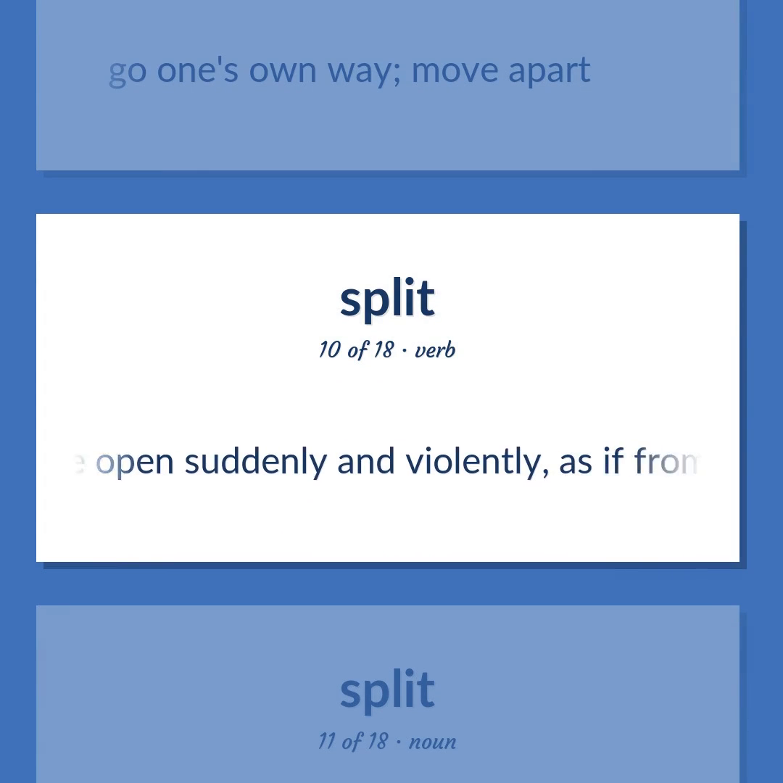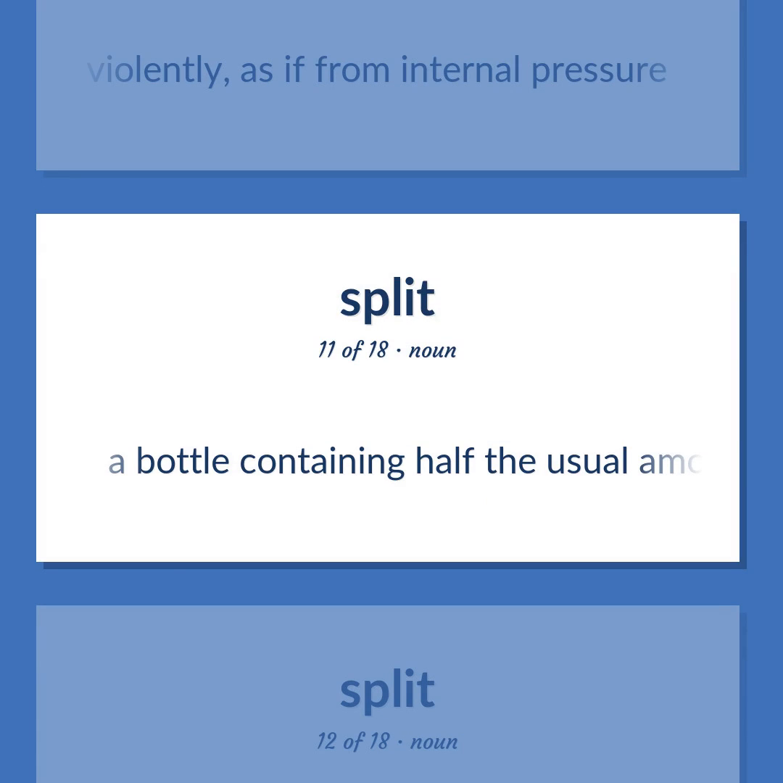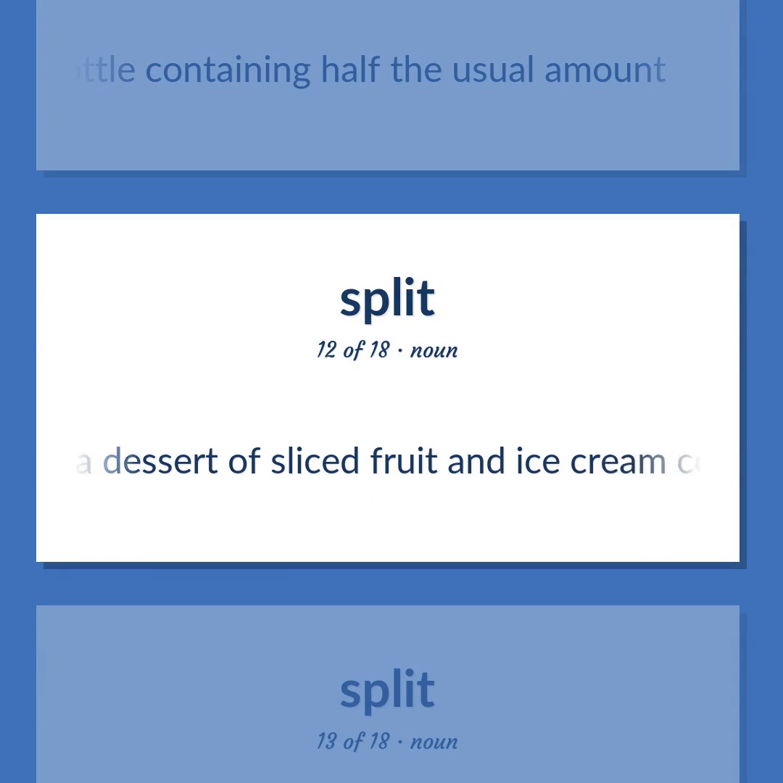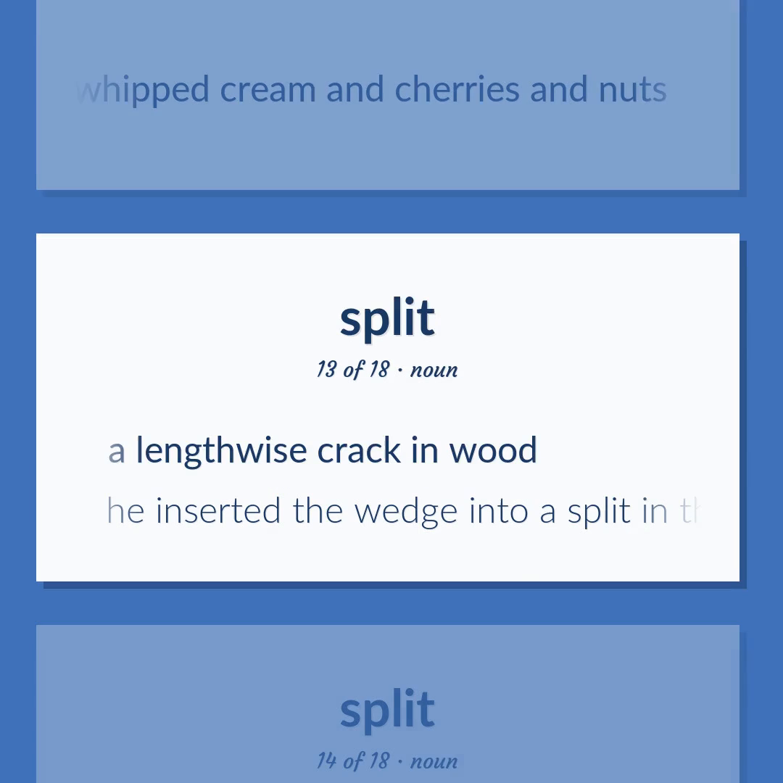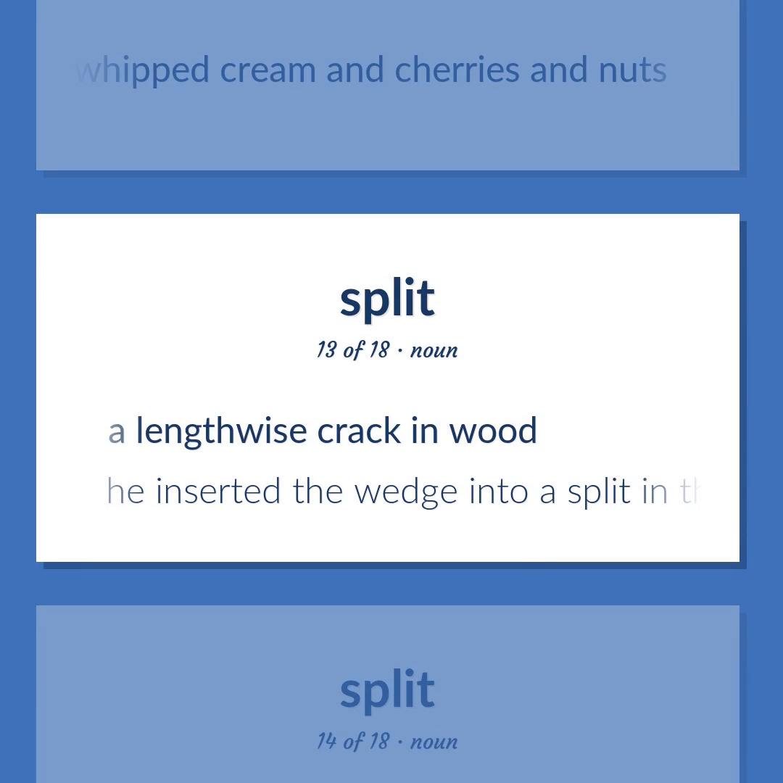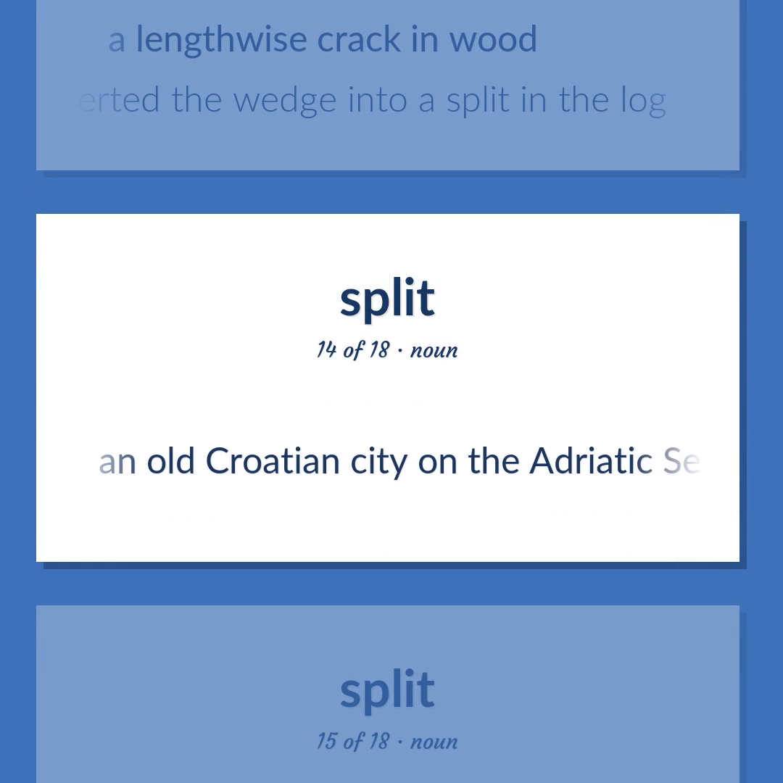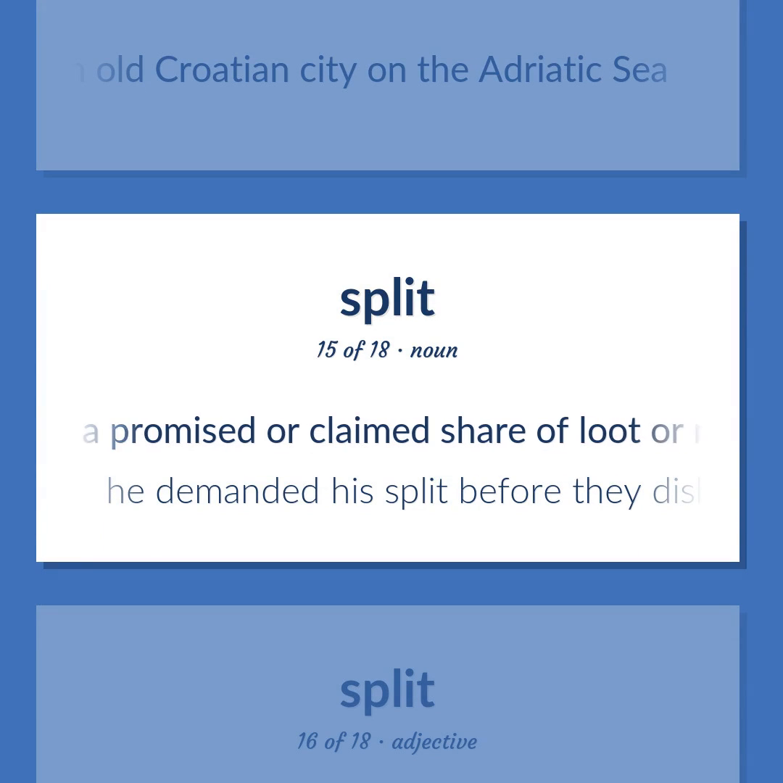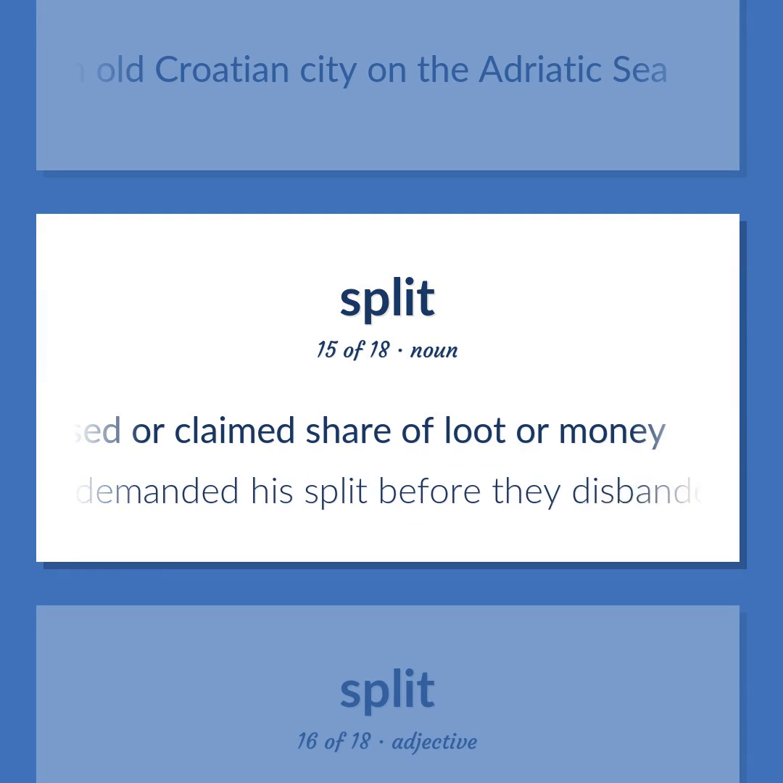Come open suddenly and violently, as if from internal pressure. A bottle containing half the usual amount. A dessert of sliced fruit and ice cream covered with whipped cream and cherries and nuts. A lengthwise crack in wood. He inserted the wedge into a split in the log. An old Croatian city on the Adriatic Sea. A promised or claimed share of loot or money. He demanded his split before they disbanded.